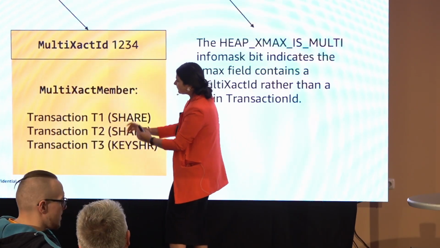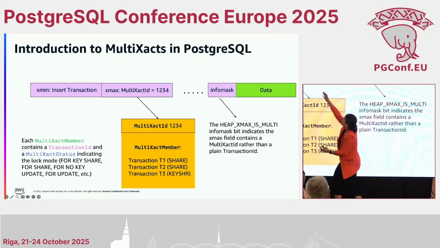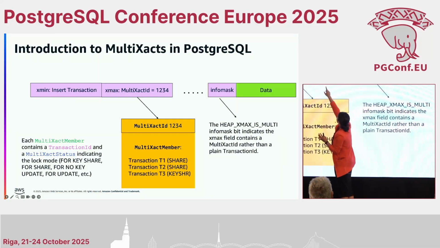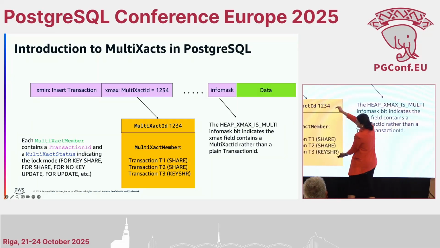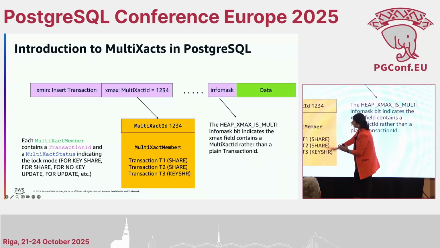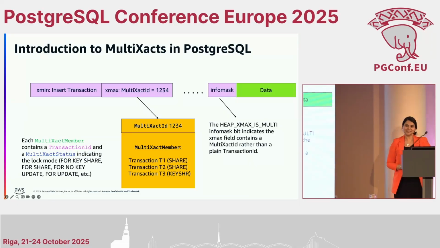Okay, so basically, I can't put 1, 2, 3, 4, 5, 6, 7, 8, 9, 10, 11, 12, all of them here. I can't put an array here. This is a single value. So I basically create another structure with a MultiXact ID, which will now tell me that these are the transactions accessing that data. So that's how it is. Okay, thanks. That was not too bad.